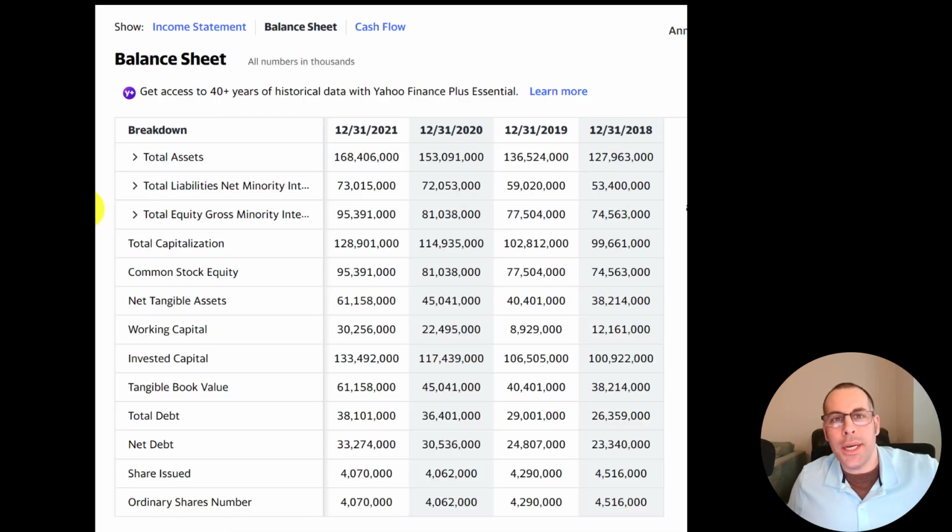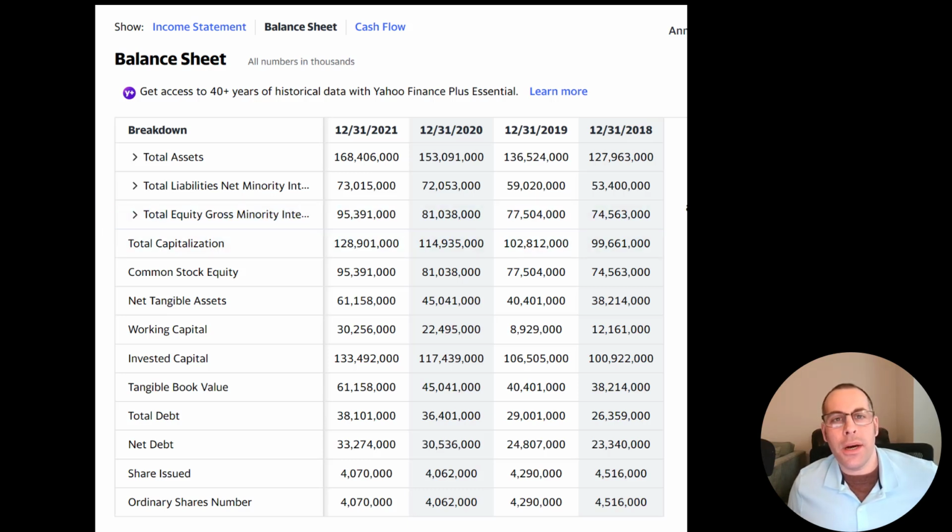This is the balance sheet. It's a snapshot at a point in time. You could look at this annually or quarterly. Assets are what the company owns. Liabilities are what the company owes. Equity is due to the shareholders. It's assets minus liabilities. It's the book value of the company.